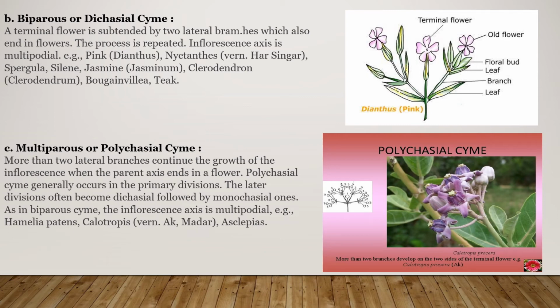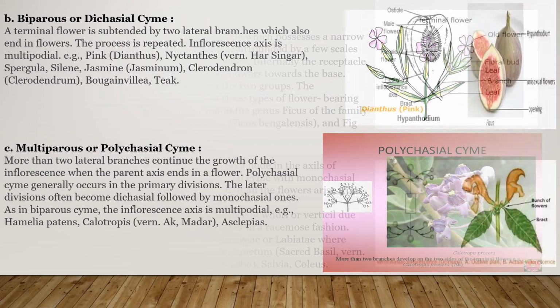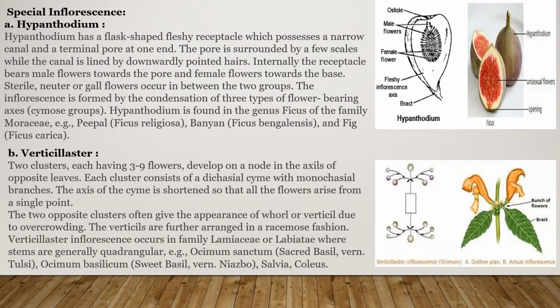Examples: Hamelia patens, Calotropis, as well as Asclepias are examples of multiparous or polychasial cyme. So in addition to these racemose and cymose, we have the special inflorescences also. These special inflorescences are of three types. The first one is the hypanthodium, and you can see the diagram of this hypanthodium inflorescence.